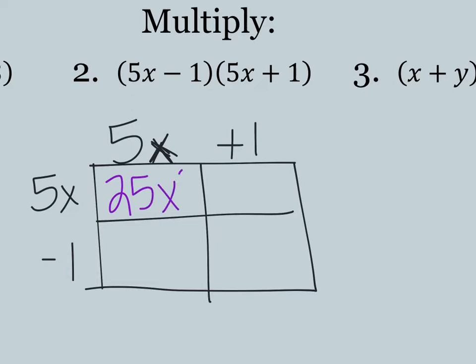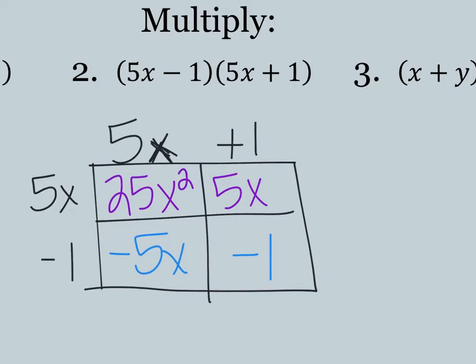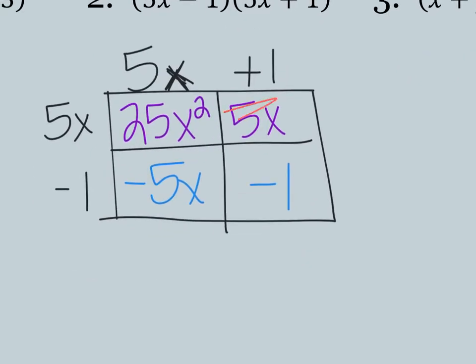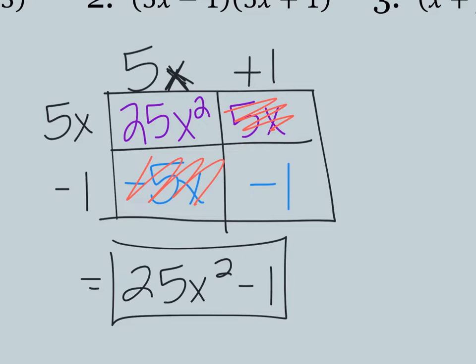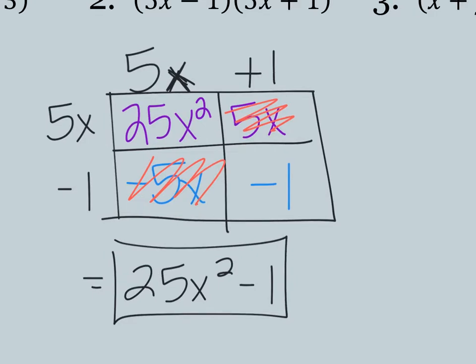X times x is x squared. 5x times 1 is 5x. Negative 1 times 5x is negative 5x, and negative 1 times positive 1 is negative 1. When we combine like terms here, the first thing I notice is that this 5x and this negative 5x cancel each other out. So I'm left with 25x squared minus 1. That's my final answer. That's as small as I can make that thing go.